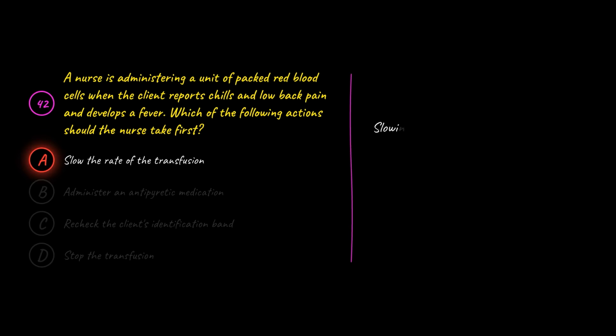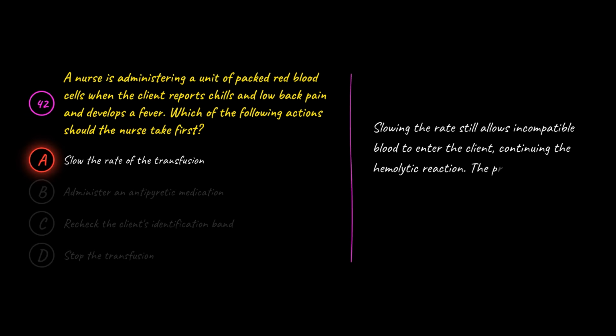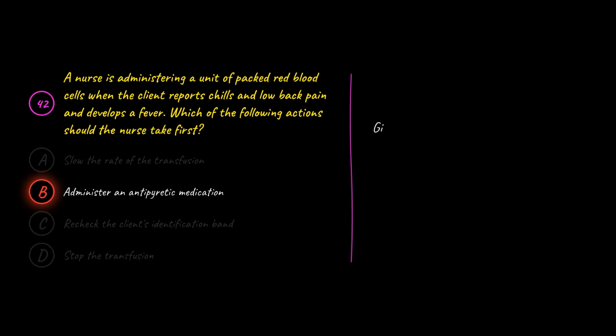A is wrong because slowing the rate still allows incompatible blood to enter the client, continuing the hemolytic reaction. The priority is to stop the transfusion completely, because even a reduced flow keeps the harmful blood entering the bloodstream. B is wrong because giving an antipyretic treats the fever, but does nothing to halt the dangerous reaction in progress.